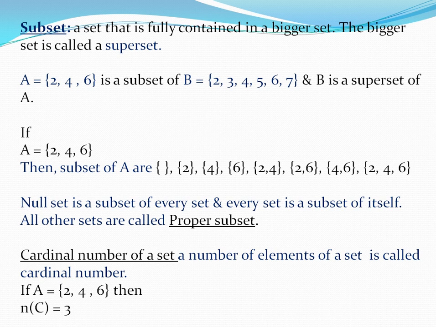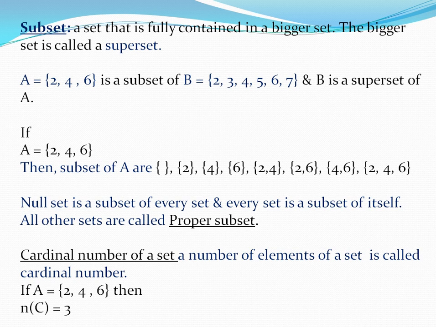Subset is a set that is fully contained in a bigger set. The bigger set is called the superset. A having 2, 4, 6 is a subset of B, which has 2, 3, 4, 5, 6, 7, and B is a superset of A. If A has 2, 4, 6, then the subsets of A are: empty bracket, {2}, {4}, {6}, {2, 4}, {2, 6}, {4, 6}, and lastly {2, 4, 6}. Note this: the null set is a subset of every set, and every set is a subset of itself. All other sets are called proper subsets.